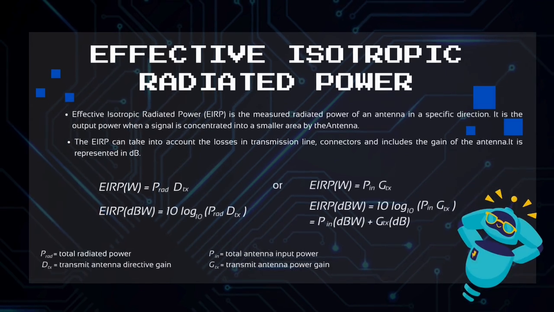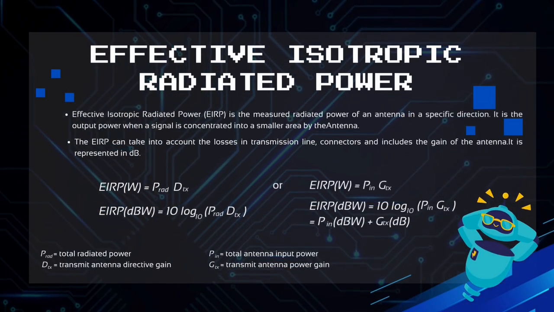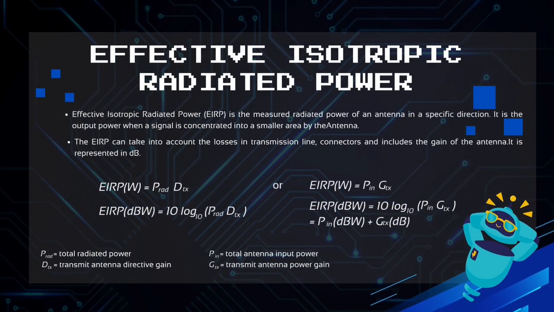Effective isotropic radiated power. Effective isotropic radiated power, EIRP, is the measured radiated power of an antenna in a specific direction. It is the output power when a signal is concentrated into a smaller area by the antenna. The EIRP can take into account the losses in transmission lines and connectors and includes the gain of the antenna. It is represented in decibels.